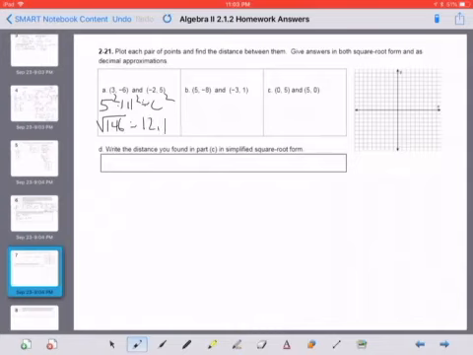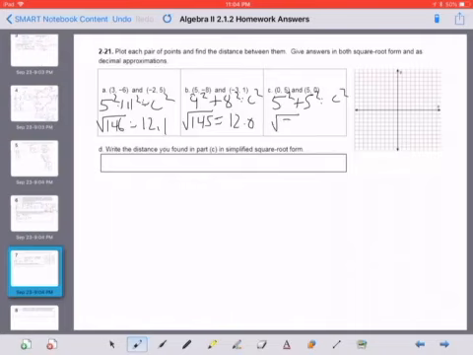For B, I found they were 9 apart for one of the points and 8 for the other. So I ended up with the square root of 145, which equals about 12. So several people got the square roots but didn't do the approximation, so it ended up being wrong. For C, they're 5 apart for both points, actually. So you end up getting the square root of 50, which is approximately 7.1. So make sure you have both the square root and the decimal.